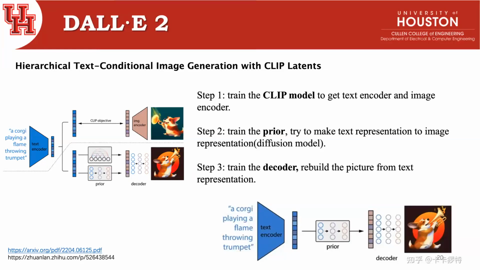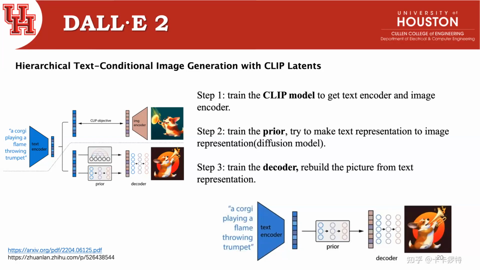And here is a newer method from OpenAI. They proposed DALL-E 2. What is DALL-E 2? Actually, DALL-E 2 contains three parts. The first part is a CLIP model, as I mentioned. The CLIP model trains a text encoder and an image encoder. You can see like this.